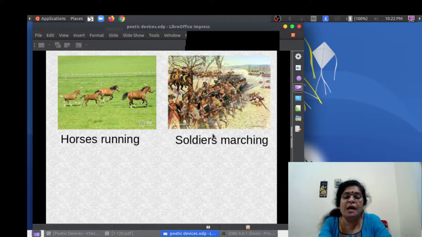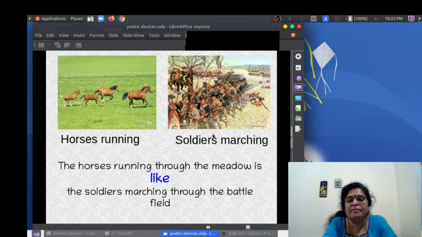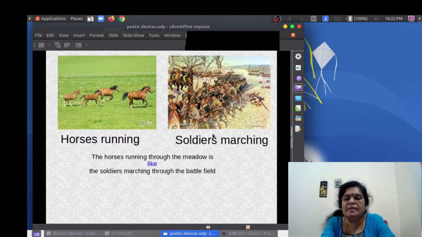Soldiers marching, houses running. The train is moving like soldiers marching or houses running. That is, the train is moving like soldiers marching in a battle. So, here is the simile.